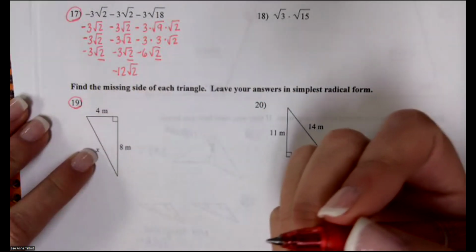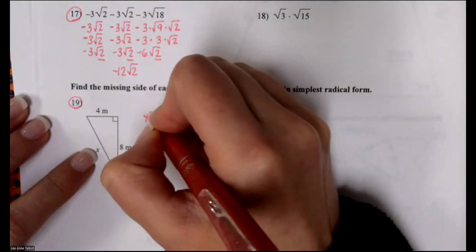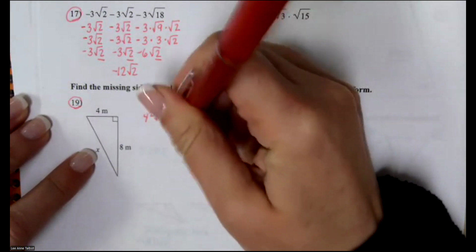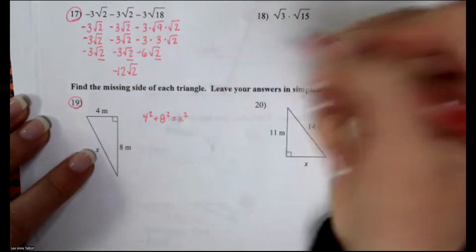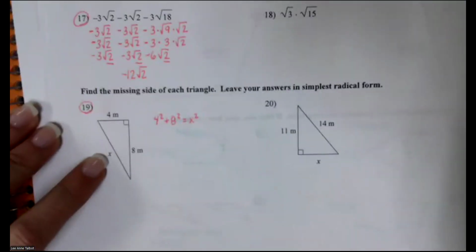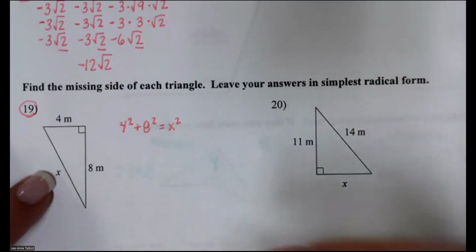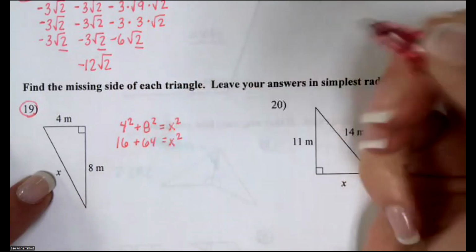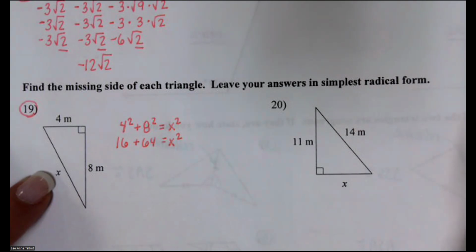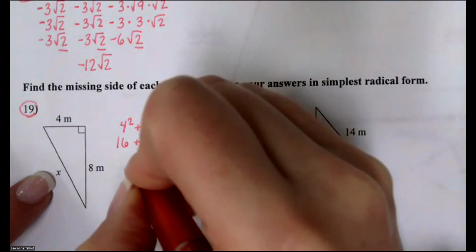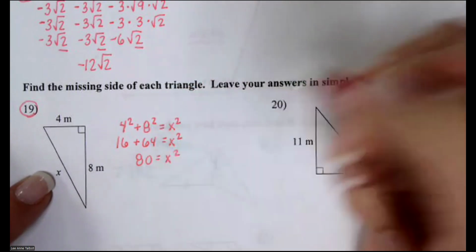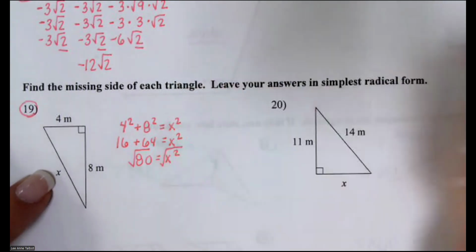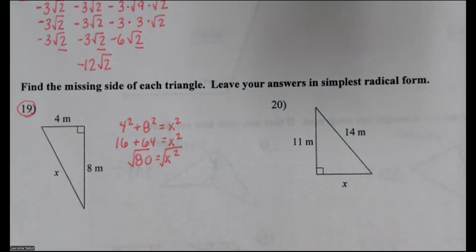The x is the hypotenuse, so that's c. So 4 squared plus 8 squared equals c squared. Actually, I'm going to put x there. 16 plus 64 equals x squared. Okay.